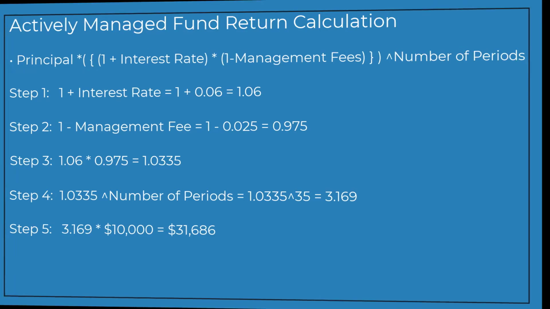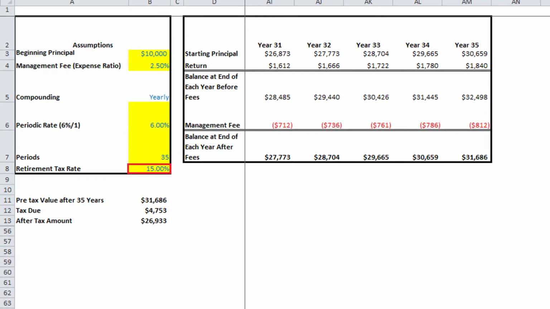So now let's jump back to the Excel and take a look at the last step, which is to calculate the tax amount. The tax rate is 15%, so there will be taxes due of $4,753 when the amount is withdrawn, for an after-tax amount after 35 years of $26,933. So next, let's look at the same investment of $10,000 in an index fund and see how much we end up with after 35 years.